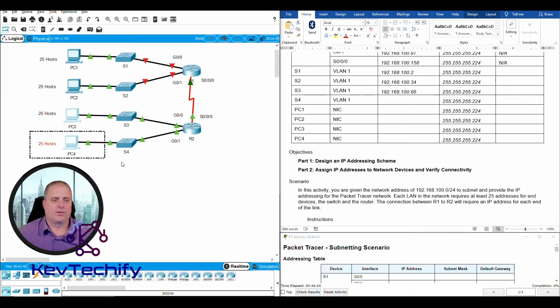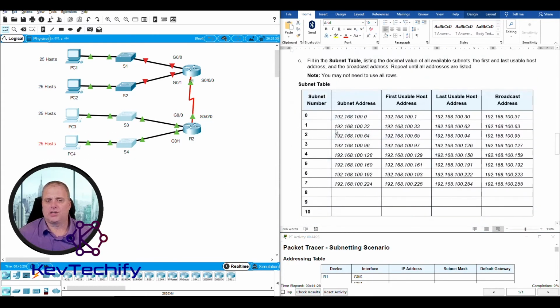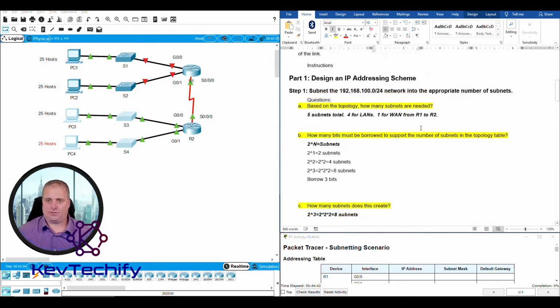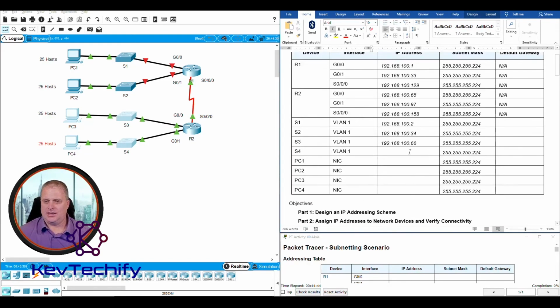And then for the last switch, switch 4. That is in the fourth subnet, subnet number 3. Scroll down to our subnet table. Here's our fourth subnet, subnet number 3. First usable, 192.168.100.97. That's first usable. We want second usable. Add 1 more to that. Gives us .98.